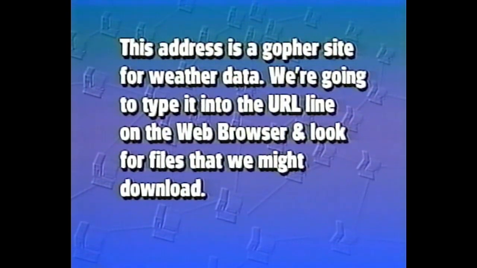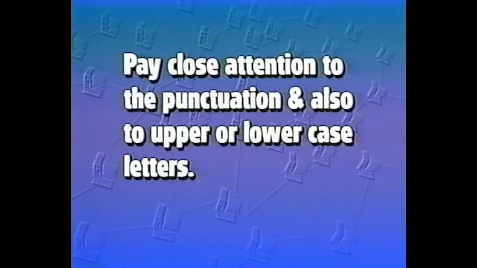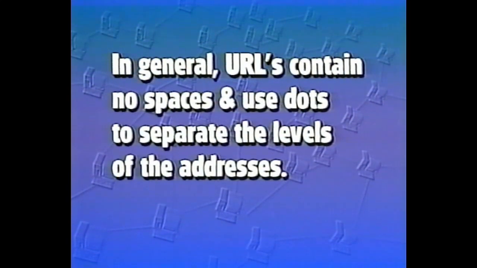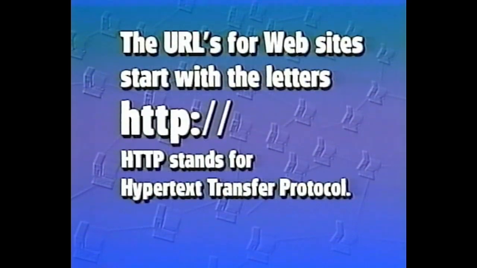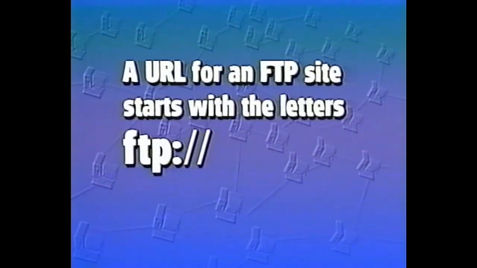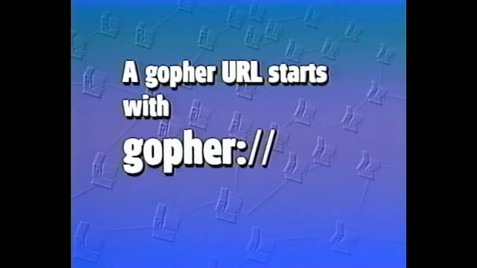We're going to type it into the URL line on the web browser and look for files that we might download. Pay close attention to the punctuation and also to upper or lowercase letters. In general, URLs contain no spaces and use dots to separate the levels of the address. The URLs for websites start with the letters HTTP://. HTTP stands for Hypertext Transfer Protocol. A URL for an FTP site starts with the letters FTP://. And a Gopher URL starts with Gopher://.